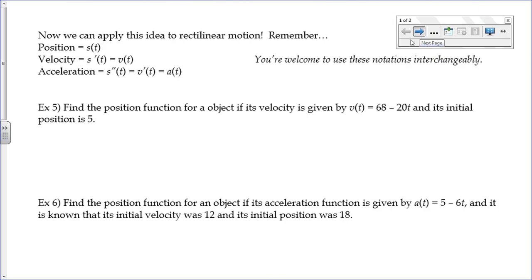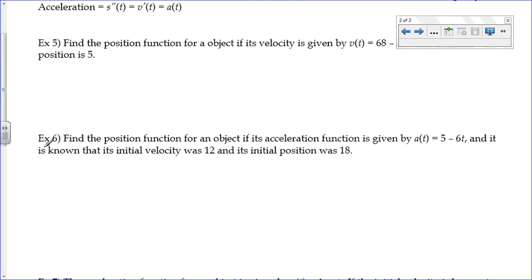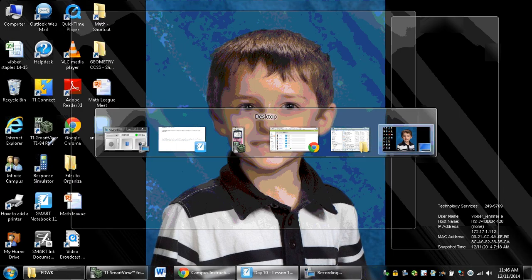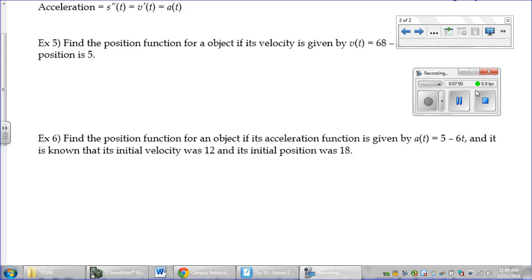So flip over to the back. Now we're going to do this and apply it to rectilinear motion. I am actually going to go through the second one with you and then have you try the other ones and then just come back and check your answers. That should simplify things for us a bit. Let me see how my timing is going. Where's my timer? 7:50. Not bad.